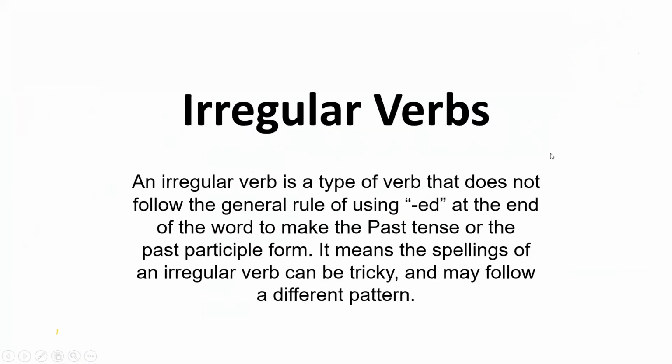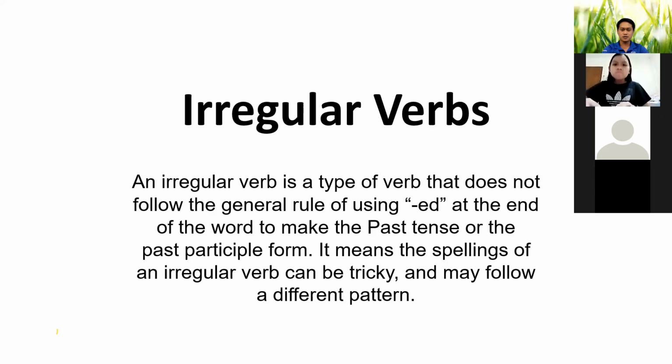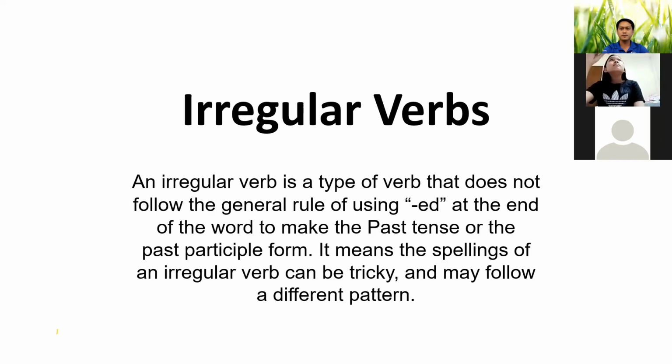So, an irregular verb is a type of verb that does not follow the general rule of using ed at the end of the word to make the past tense or the past participle form. It means the spelling of an irregular verb can be tricky and may follow a different pattern. Can we go on? So, here are some examples of irregular verbs and their past tense. Are you ready?